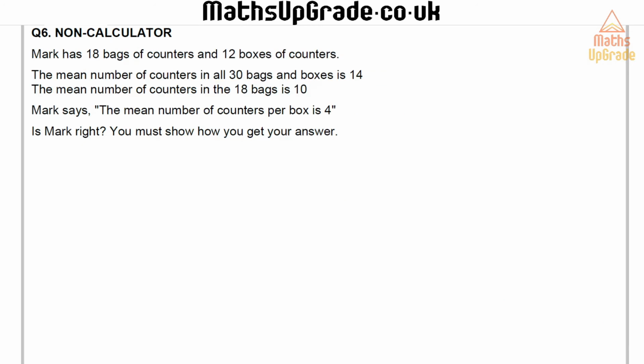In this question 6, we're told that Mark's got 18 bags of counters and 12 boxes of counters. The mean number of counters in all 30 bags and boxes is 14. The mean number of counters in 18 bags is 10. Mark says the mean number of counters per box is 4. Is it correct? And show how you get your answer.